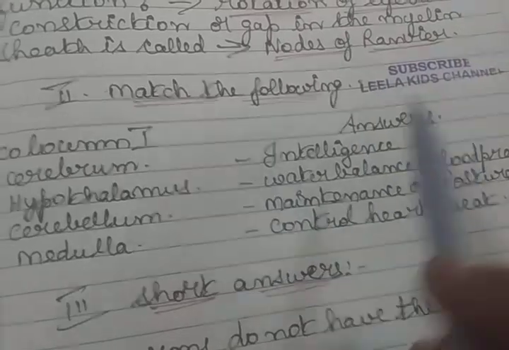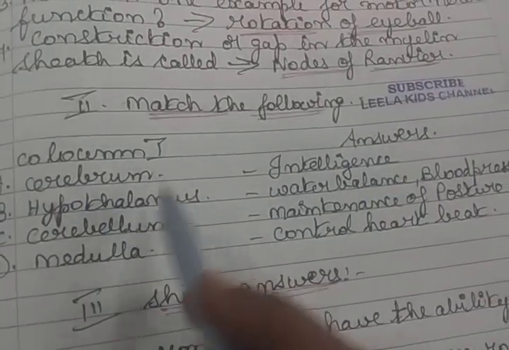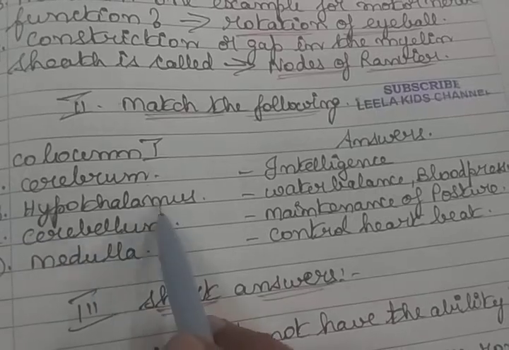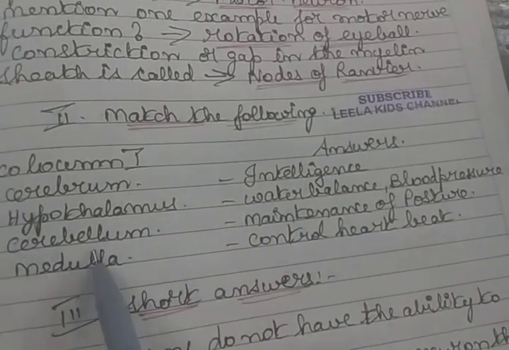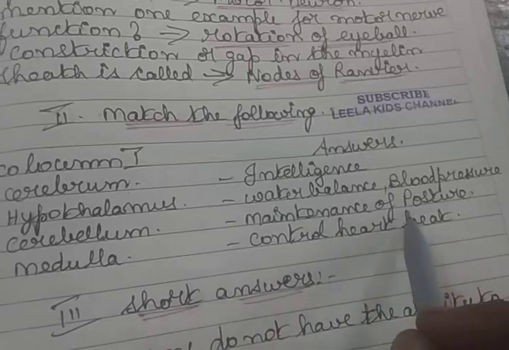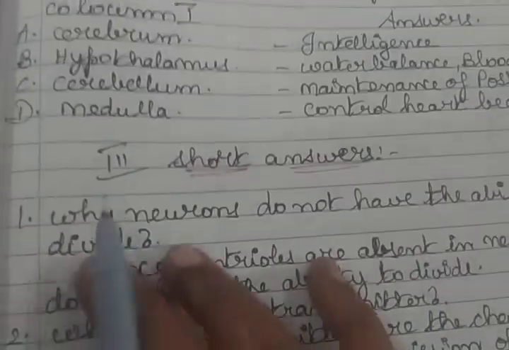Match the following. Column 1. And this is the answer. Cerebrum, intelligence. Hypothalamus, water balance, blood pressure. Cerebellum, maintenance of posture. Medulla, control heartbeat.